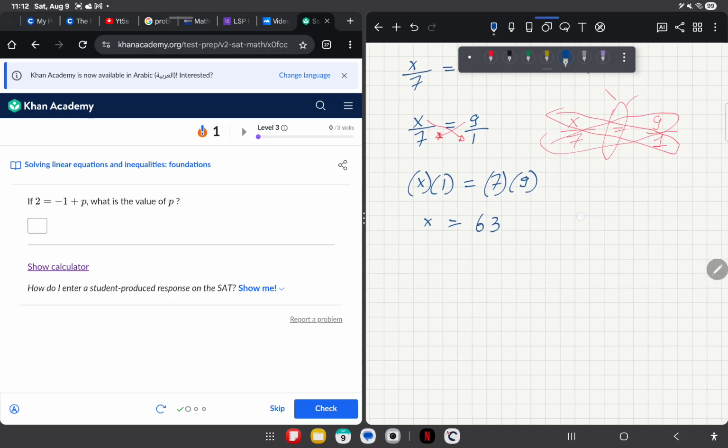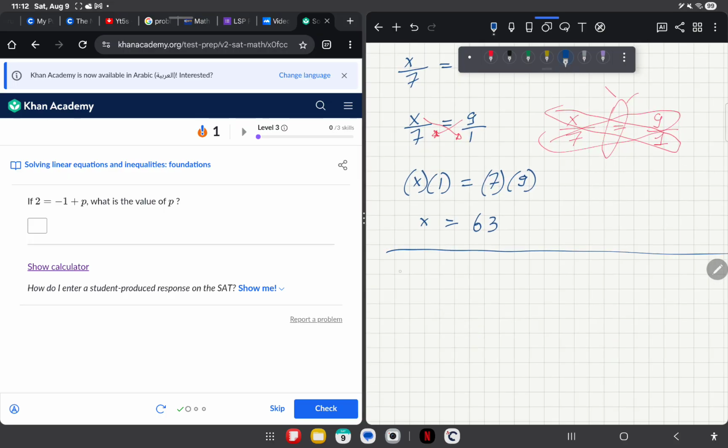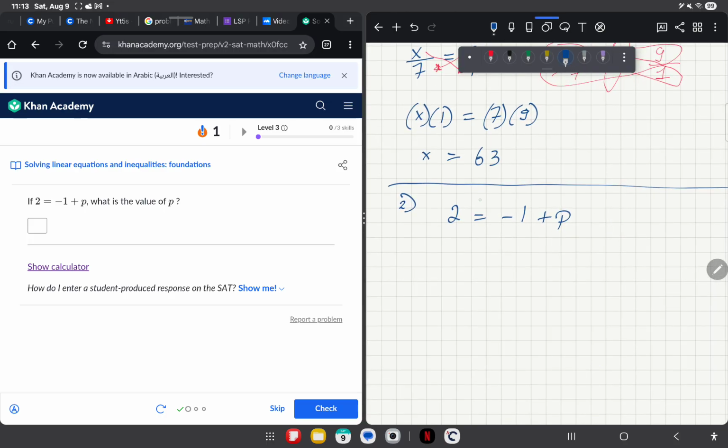Going on to the next question. Number 2. Now this is going to be the equation lesson. So we have an equation. How do we know we have an equation? From the equality over here. So we have an equals. Let's consider this as a border. So we have a border here.